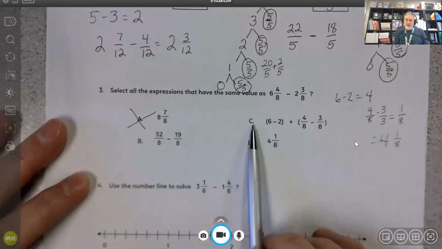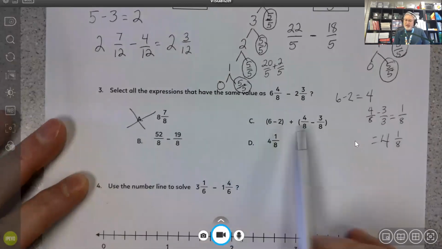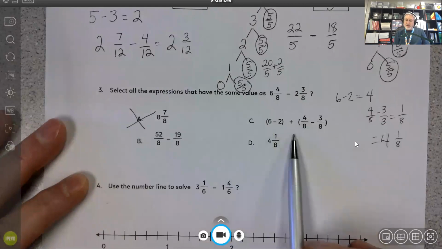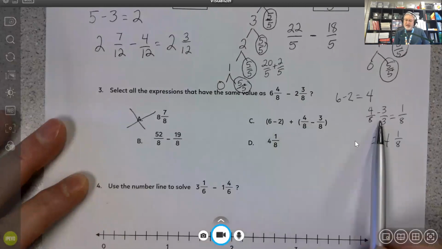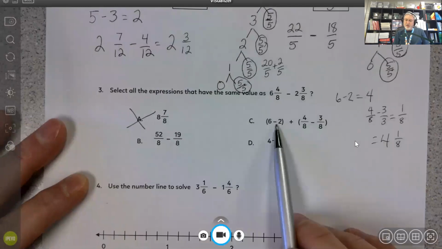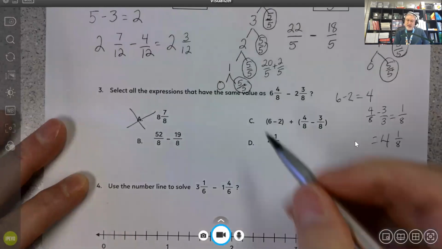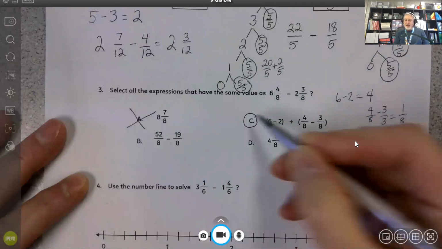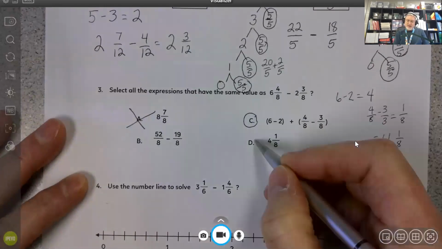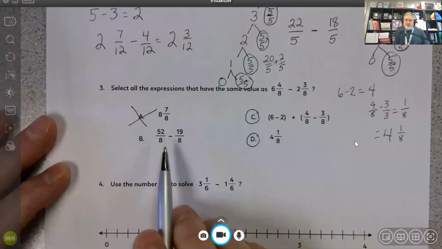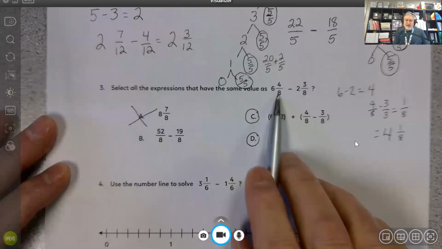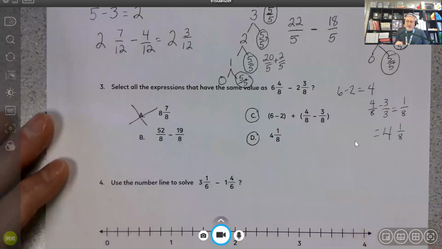Letter C, 6 minus 2, I did that there. 4/8 minus 3/8, I did that there. So I would get 4 and 1/8 as my answer, so that is a correct answer choice. And here, 4 and 1/8, that is a correct answer choice. So let's try to solve it. Let's look at this and see if it's similar, okay?